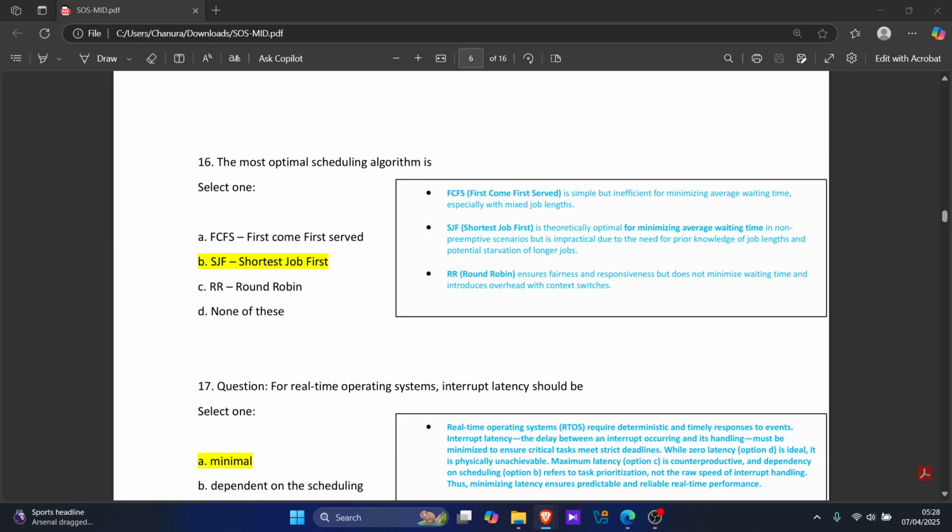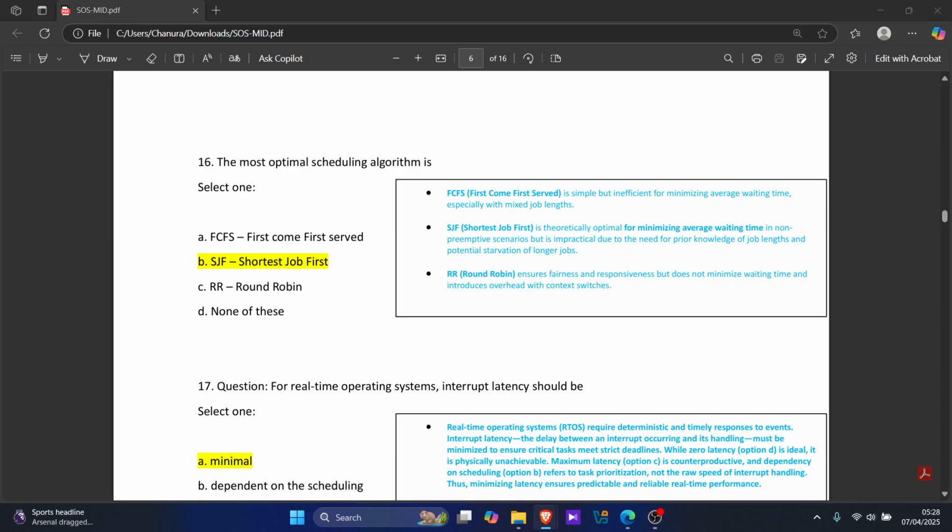Okay, let me try to figure out this question. The question is asking which of the given options is the most optimal scheduling algorithm. The choices are FCFS, SJF, round robin, or none of these. First, I need to recall what each of these algorithms does.